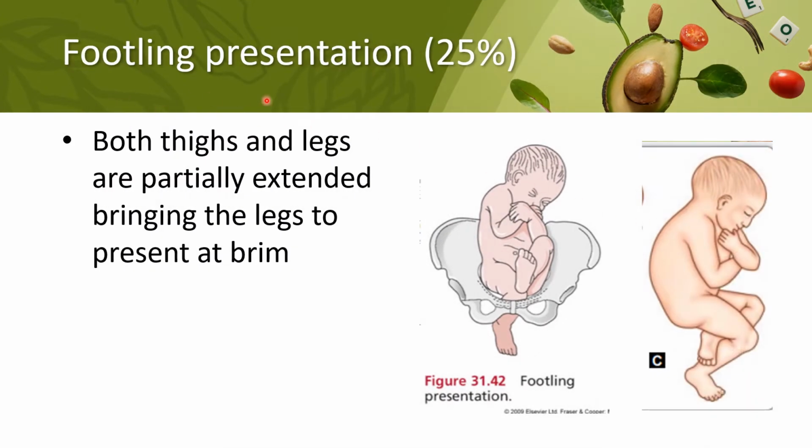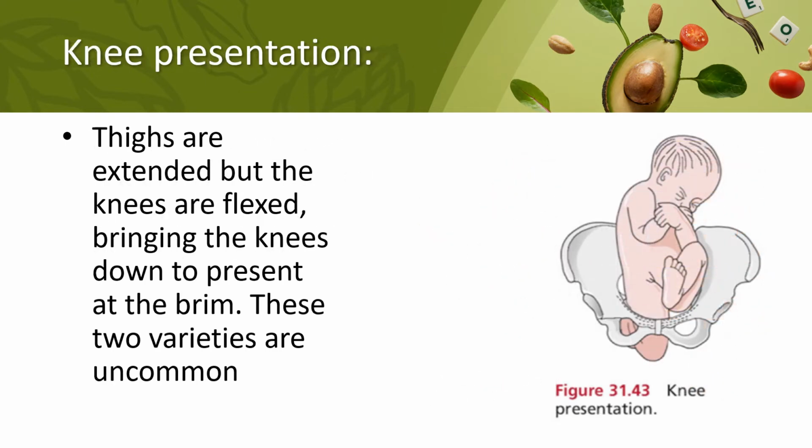The next one is footling presentation. In footling presentation, one of the feet is coming to the lower part of the uterus. Both thighs and legs are partially extended. Partially means not completely extended. So we call it partially extended. These thighs and legs are partially extended and presenting at the brim. About 25% of mothers could have footling presentation.